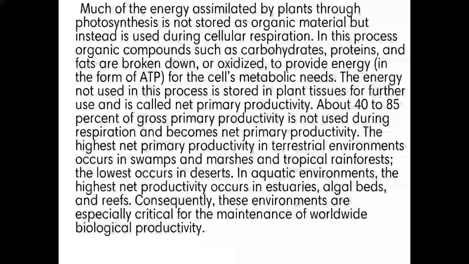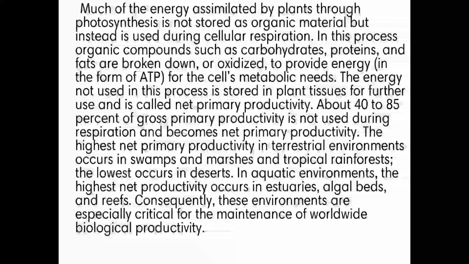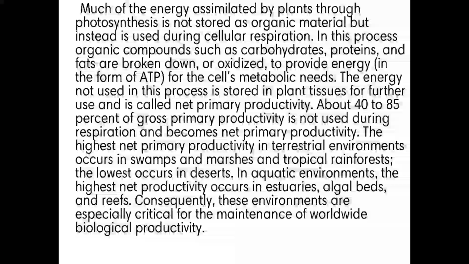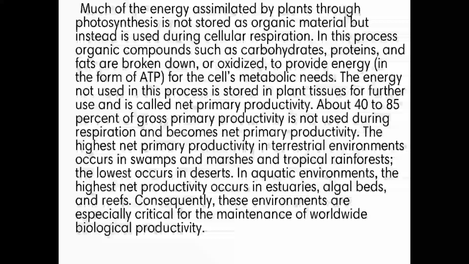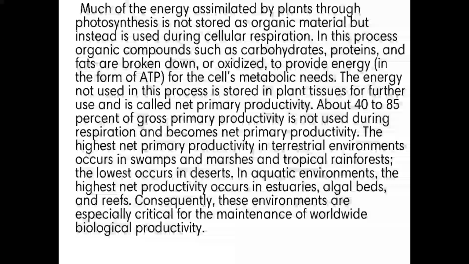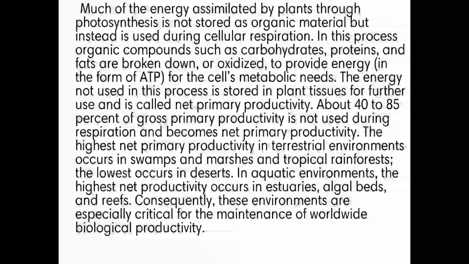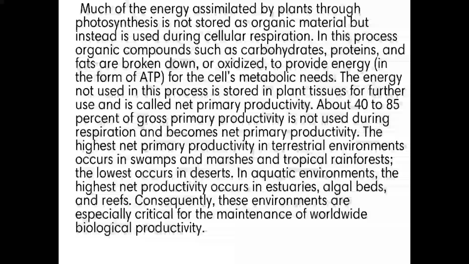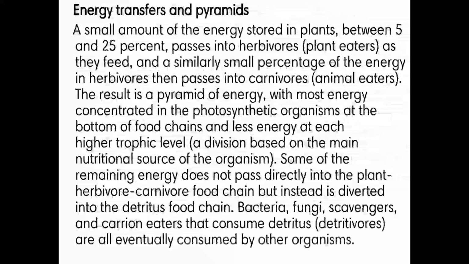The highest net primary productivity in terrestrial environments occurs in swamps and marshes and tropical rainforests. The lowest occurs in the desert. In aquatic environments, the highest net primary productivity occurs in estuaries, algal beds, and reefs. Consequently, these environments are especially critical for the maintenance of worldwide biological productivity.